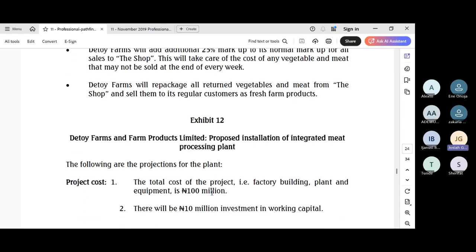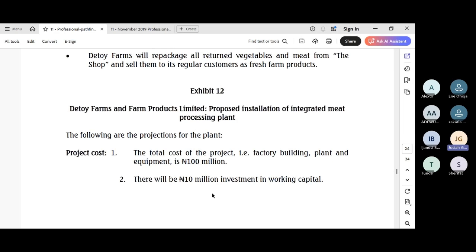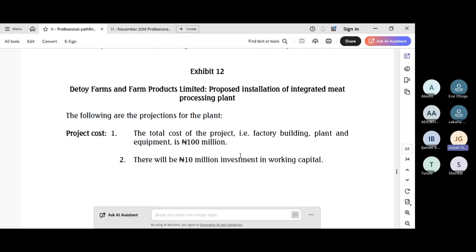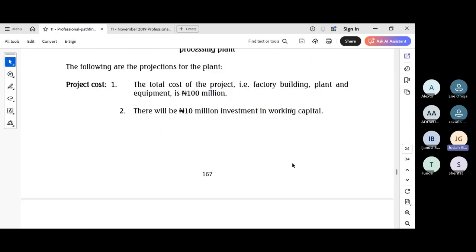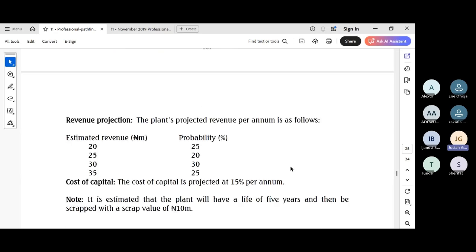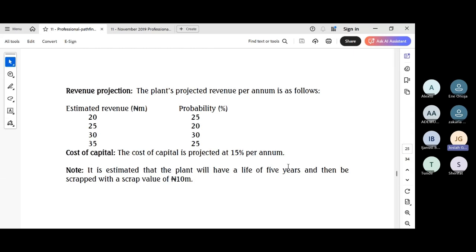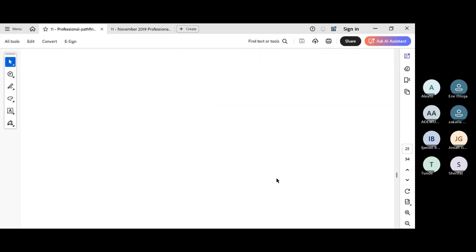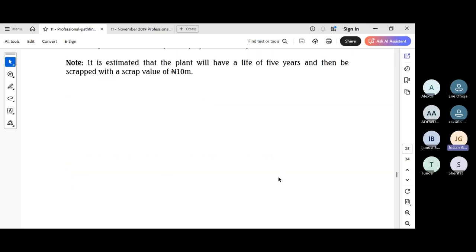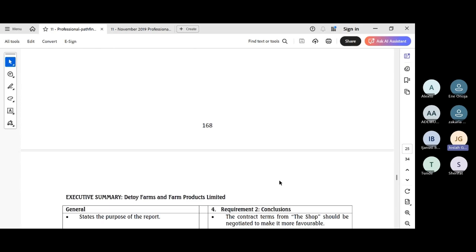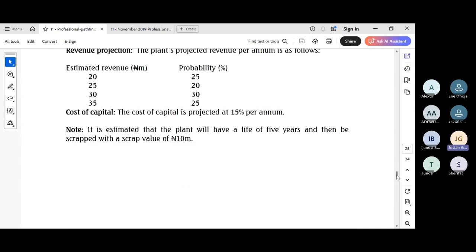Then we have Exhibit 12, speaking to the project for requirement 2. We have the initial cost, we have working capital cost, number 2. Then we have the estimated revenue and the probability. Then we have the cost of capital. Then we have the scrap value. So these are details of our computations and what we are supposed to do very graphically.